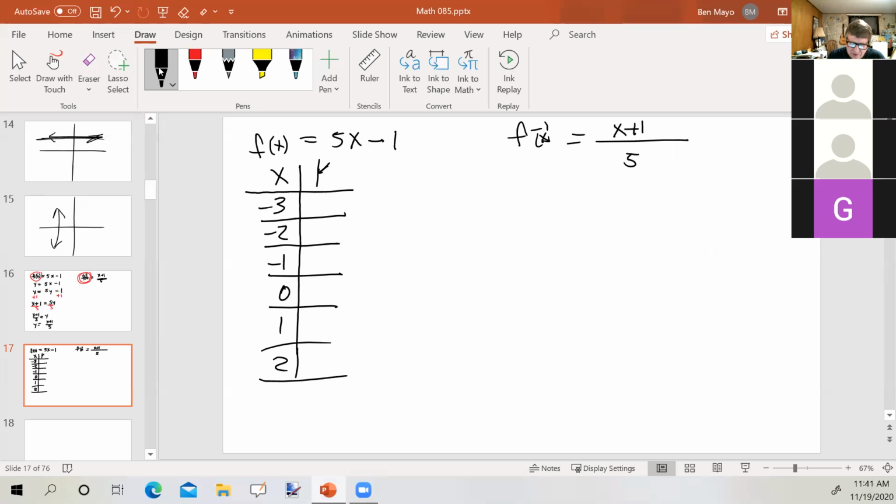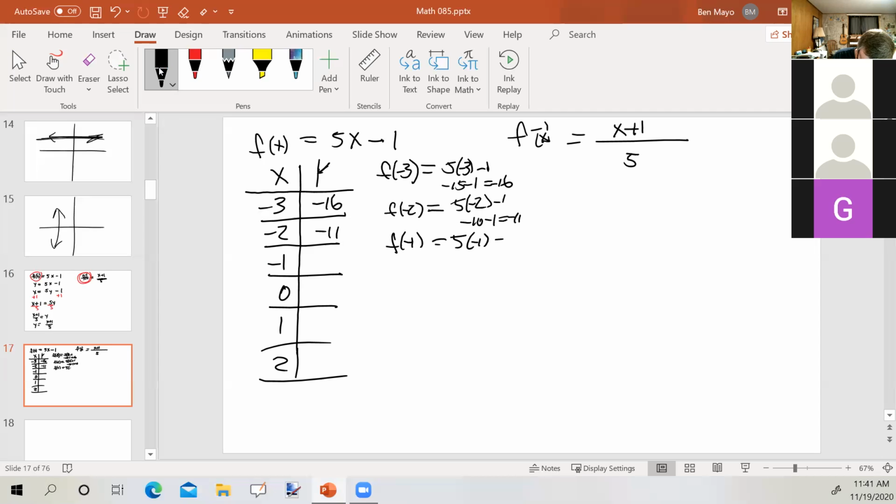So if x is -3, what would f of -3 equal? That would be 5 times -3 minus 1, which is -15 minus 1, or -16, right? Okay. If x is -2, f of -2 would be 5 times -2 minus 1, -10 minus 1, -11. F of -1 would be 5 times -1 minus 1, which is what? -6. F of 0 would be -1. F of 1 is 4, and f of 2 is 9. Are you okay with those values?